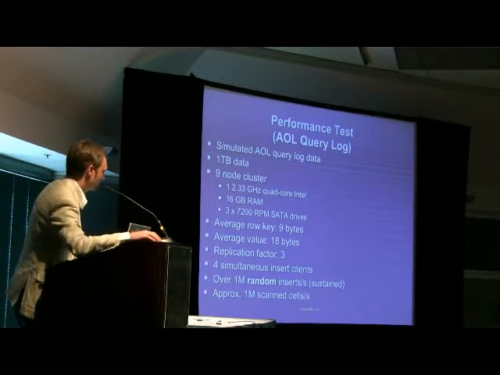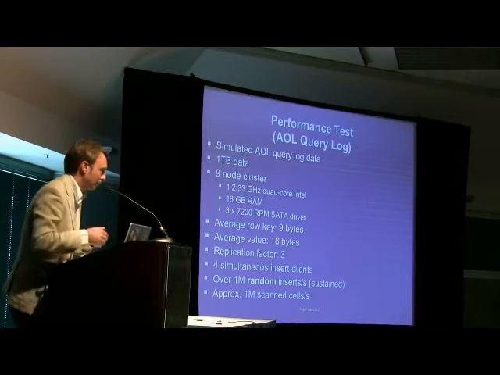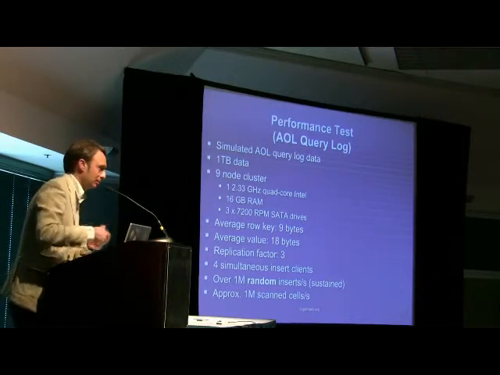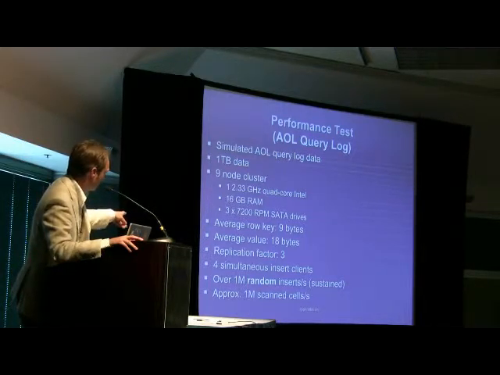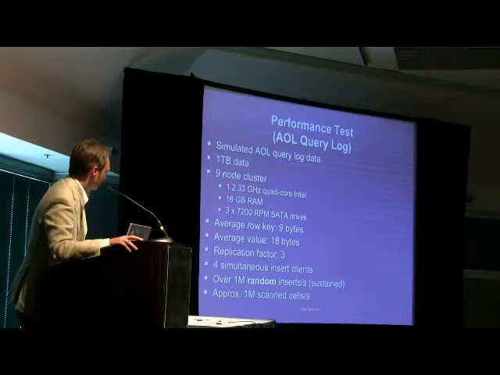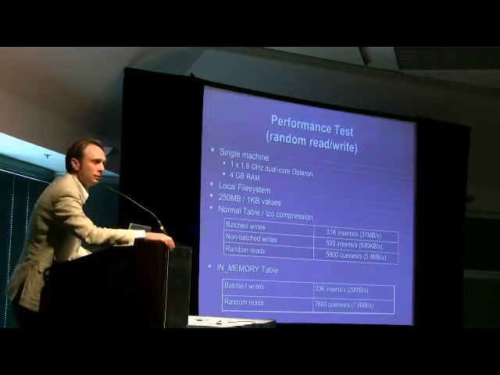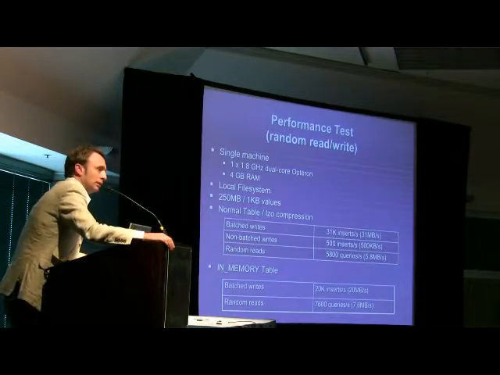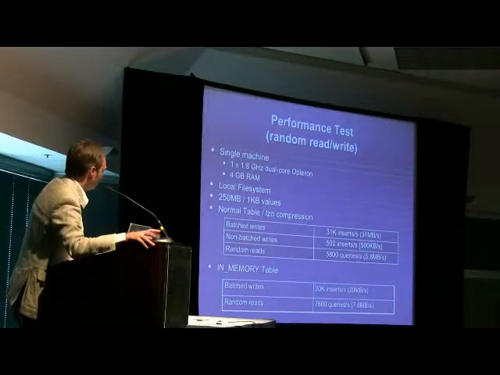We had 4 simultaneous insert clients, and we achieved a sustained insert rate of over 1 million inserts a second. Now that was buffered. We weren't calling flush after every insert, but nonetheless, that's pretty good. And then scanning, we could scan at approximately 1 million cells per second. This was with the Hadoop distributed file system? Yes, it was running on top of Hadoop.